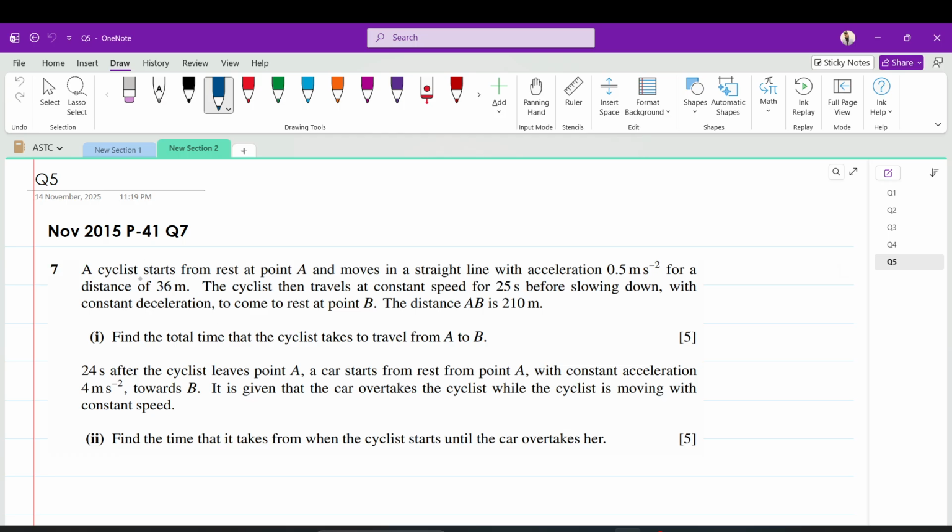All right. A cyclist starts from rest at point A and moves in a straight line with acceleration 0.5 meters per second square. Okay, so it starts at rest and then moves in a straight line with acceleration 0.5 meters per second square for a distance of 36 meters. The cyclist then travels at constant speed for 25 seconds before slowing down with constant deceleration to come to rest at point B. The distance AB, that means the distance for the whole journey, is 210 meters. Find the total time that the cyclist takes to travel from A to B.